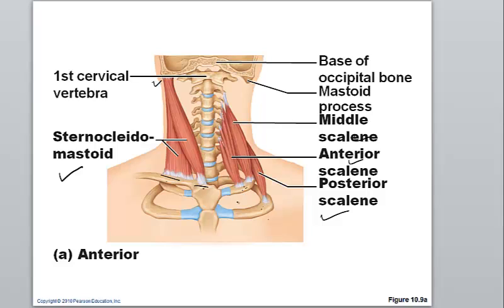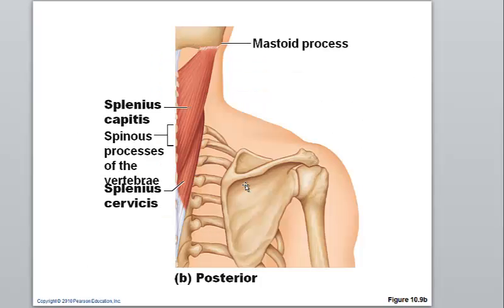What does it do? Because they're attached to the rib, when they contract, what is it going to do? It's going to pull it above. So it's going to elevate the first two ribs. When do you elevate your first two ribs? When you breathe, right? So during the respiration process. So that is basically the muscles that are found in the anterolateral portion of your neck.